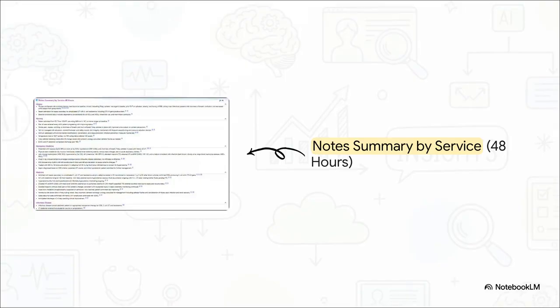First up is the 48-hour note summary by service. This one is absolutely perfect for quickly grasping recent clinical thinking. It synthesizes the updates documented by the care team, so you can see exactly what, say, the infectious disease consult or the night team was thinking without digging through endless notes.